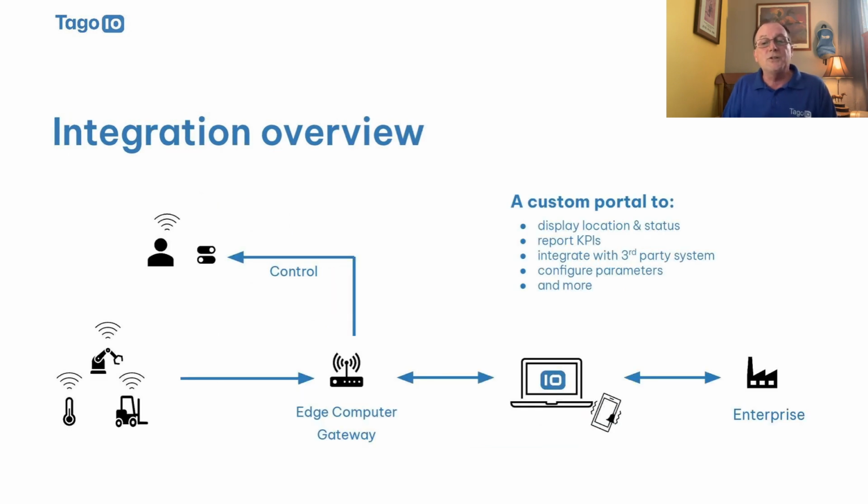If you think of an integration overview, you have a custom portal to display location and status, report on KPIs, like I said, with integrations with third party systems, configure parameters, and there's so much more. But if you look at the little graph here, the flow chart, we have our equipment on the left, and you can even use, it's not required, but you could have edge computing with Tago Core. And Tago Core is free. It's great if you have any network latency, things like that.